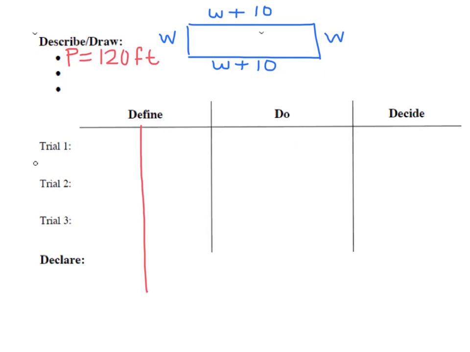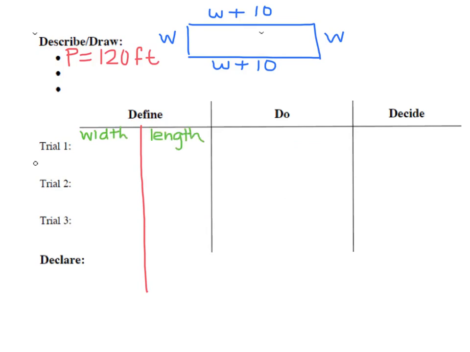Because I need to find the length and the width. Now, you always want to list the thing that you need to know first to find the other one. So in order to find the length, I have to know the width. So I'm going to list width first, and then I'm going to list length.